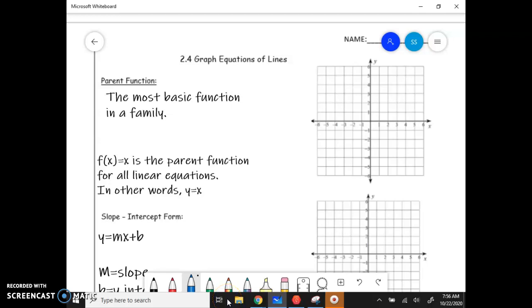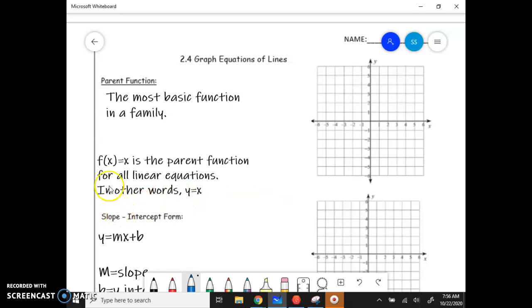Right, Algebra 2, 2.4 graphing equations of lines. So we've got some stuff I gotta get you guys to jot down here. The first thing we got is, what is a parent function? A parent function is the most basic function in a family. Okay, so pause the video, get the stuff written down, and we'll go through it.